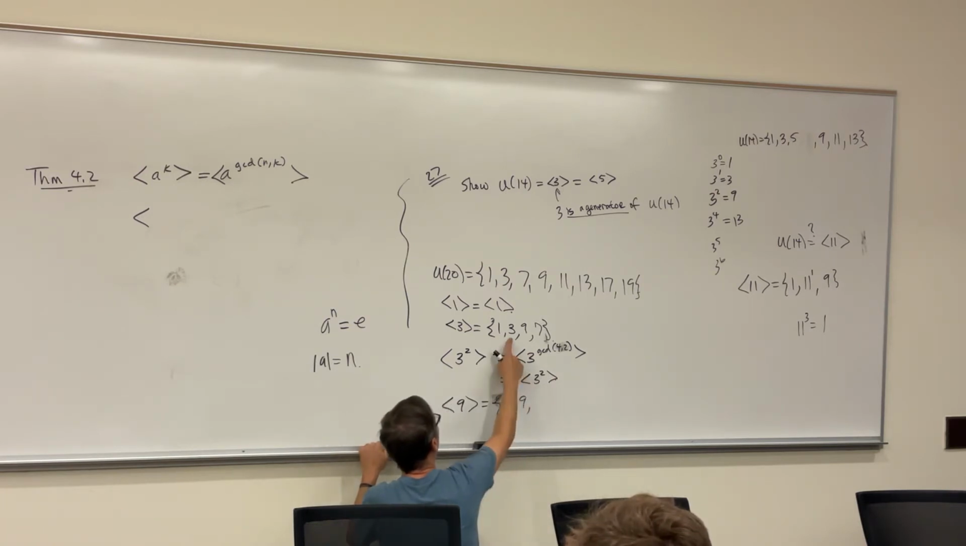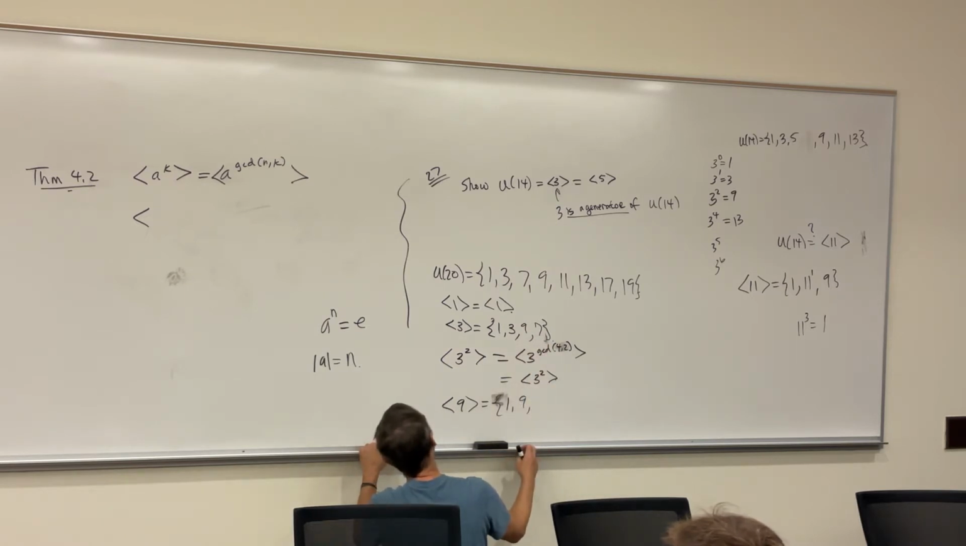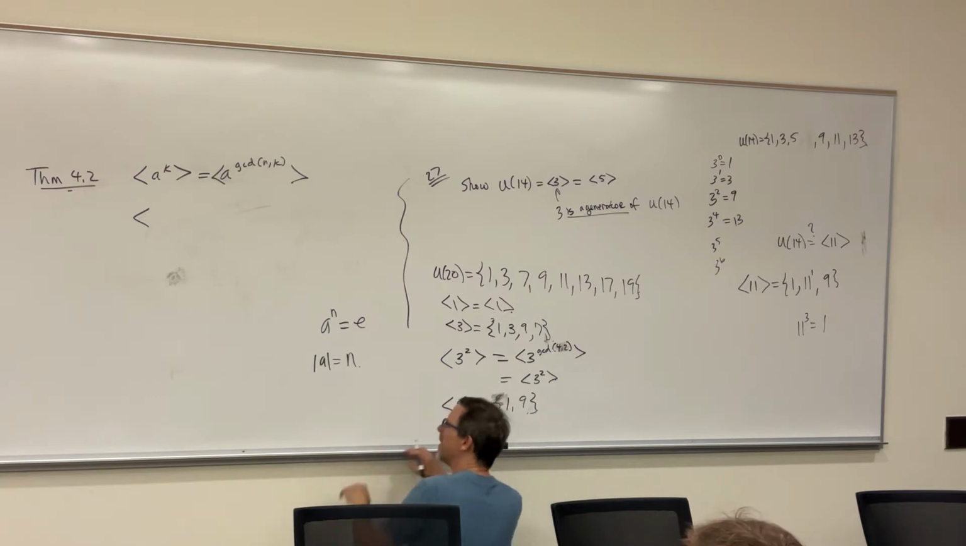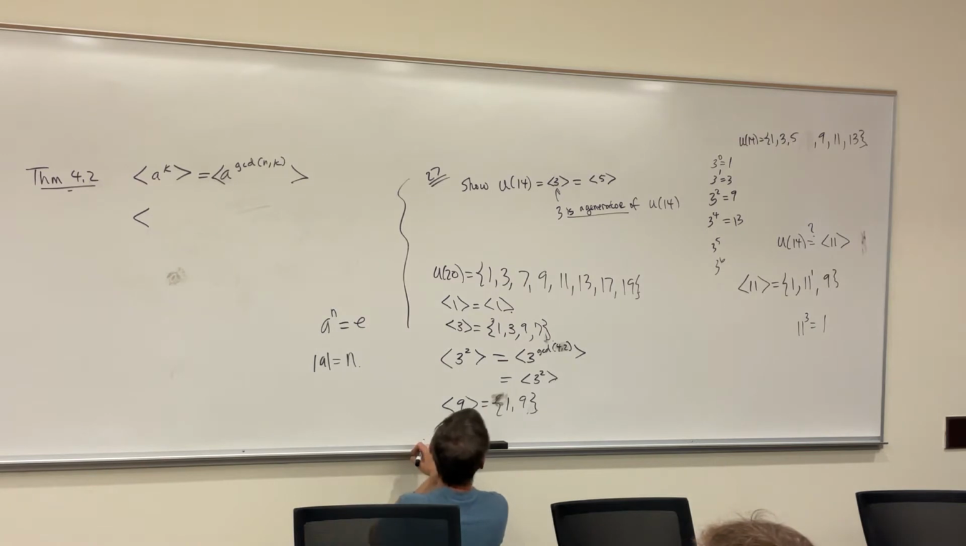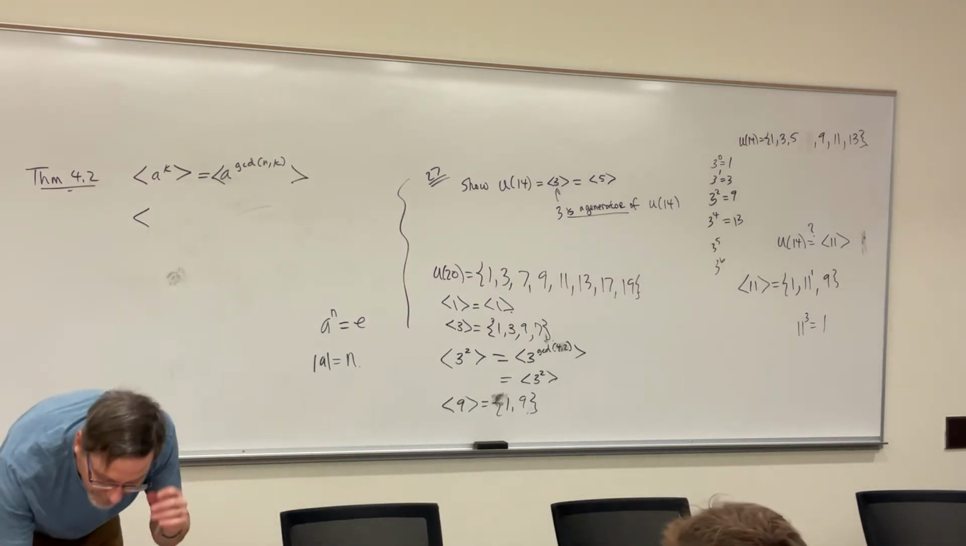But wait, so the order of 3 is 1, 2, 4, 3. I think I'm going to pull back from this. That's fine. Because I don't think I'm thinking properly here. Let me actually read the statement.